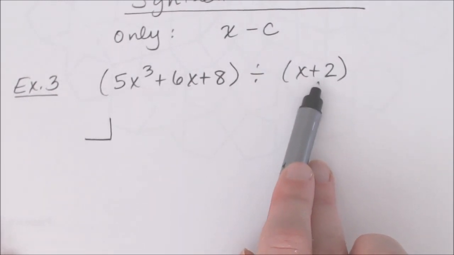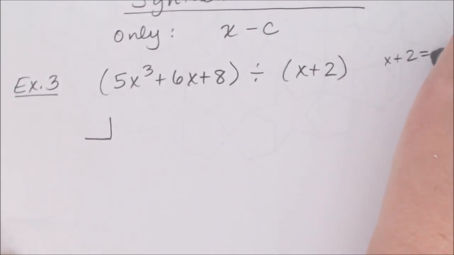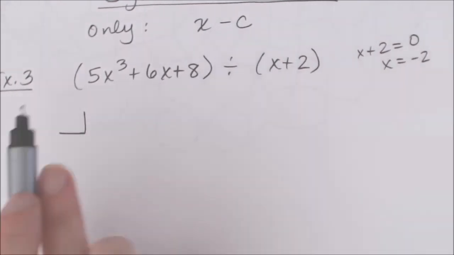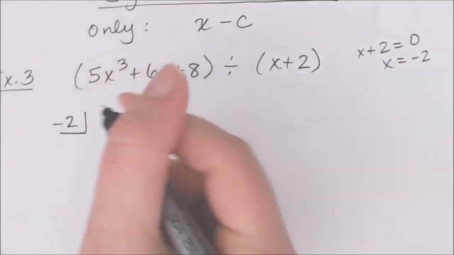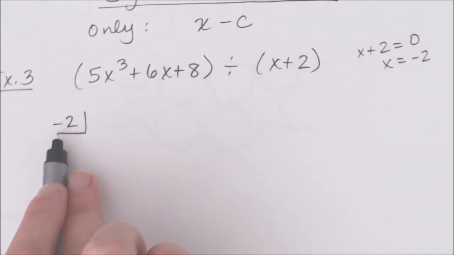And the number that goes inside that little half box is going to be the 0, I guess you would say, if you were to set x plus 2 equal to 0. In other words, if I set x plus 2 equal to 0 and solved it, I would get negative 2. That negative 2, that's what's going to go in the box here. You just remember it's the opposite of whatever that number is. So if it's x plus 2, it's going to be negative 2 in the box.